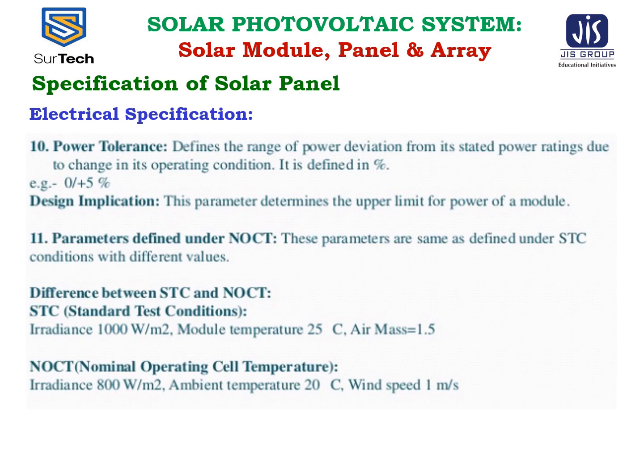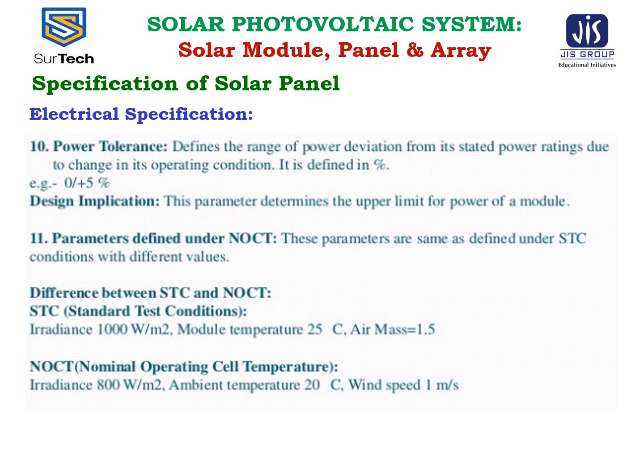Power tolerance defines the range of power deviation from its stated power rating due to the change in its operating condition. It is defined in percentage, that is 0 to 5%. This parameter determines the upper limit of the power of a module.